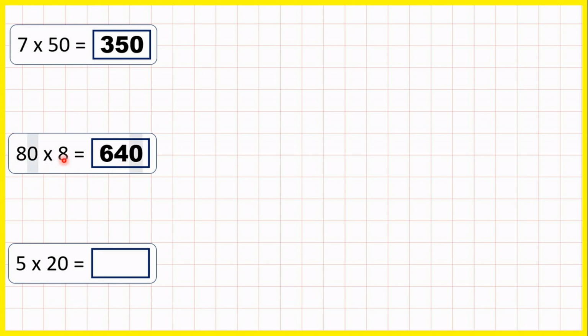Now 80 times 8 is 640. Because 8 times 8 is 64, then again one end zero in the multiplication question means we have one end zero in the answer. Now 5 times 20 is 100. Because if we ignore the end zero for a moment, 5 times 2 is 10, but then if we have one end zero in the question, we need an end zero in the answer.